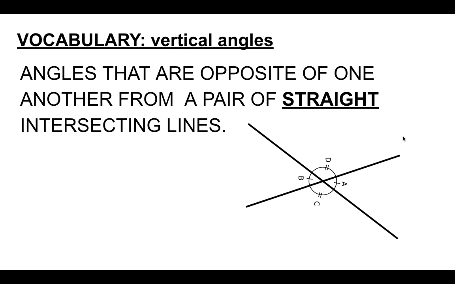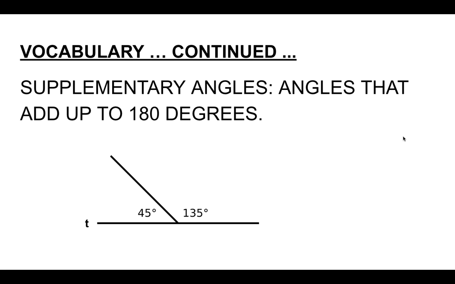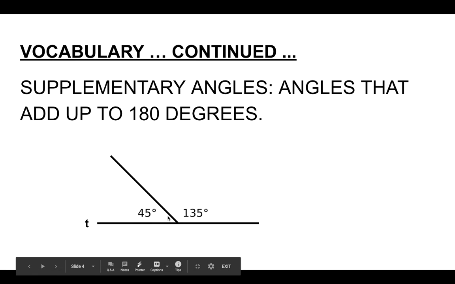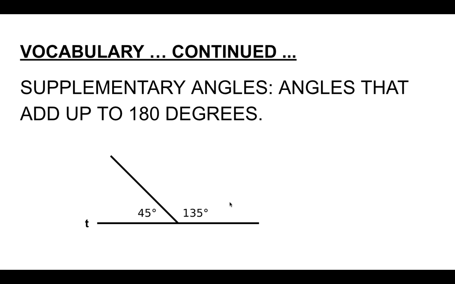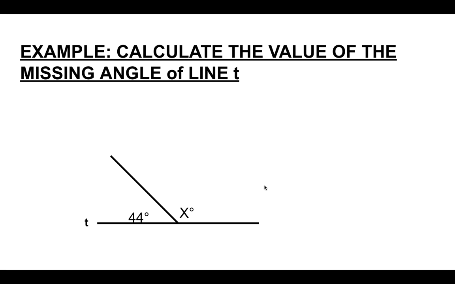Okay. The next vocab term is supplementary angles. These are angles that add up to 180 degrees. So here we have line T, and it's being broken up by this line. This piece of line T is 45 degrees, and this other piece on this side is 135 degrees. These two angles would be considered supplementary angles because if we add 45 and 135 together, we end up getting 180 degrees. So now go ahead and calculate the value of the missing angle of line T.